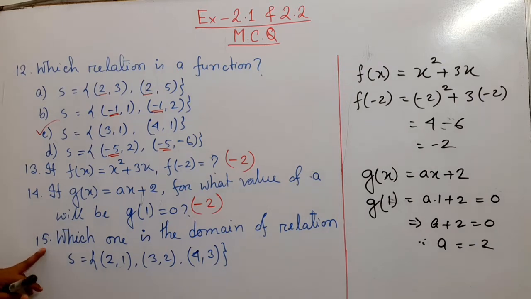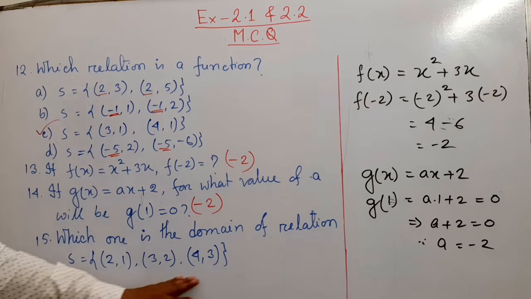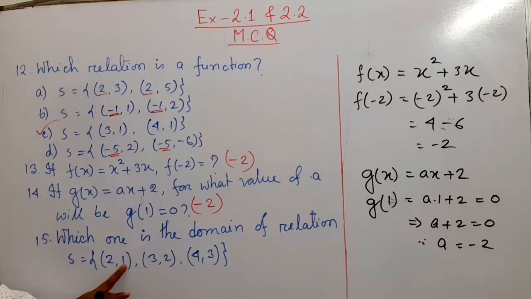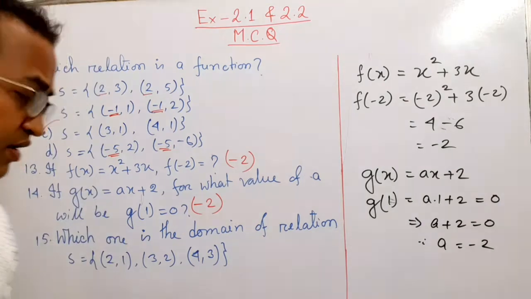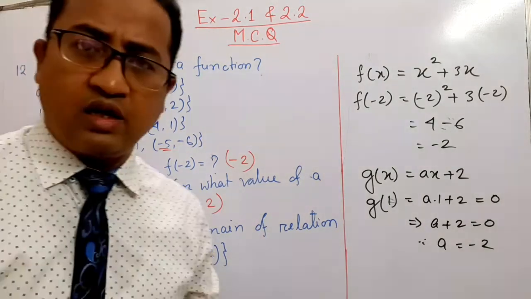Question number 15. Which one is the domain of the relation? Look, this is the relation. There are three elements of this relation. First element is (2, 1), second element is (3, 2), and third element is (4, 2). All are ordered pairs here. But which one is the domain of this relation?